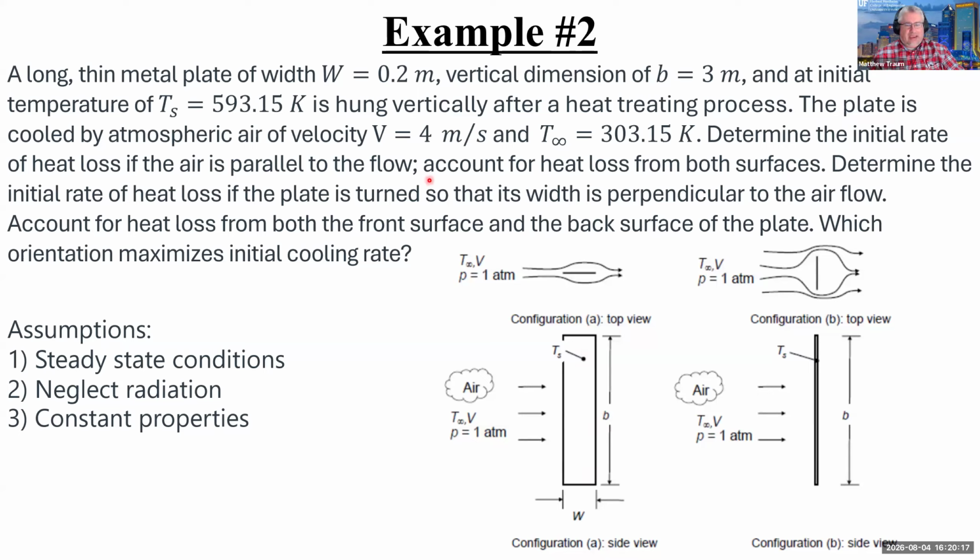Okay. Account for heat loss from both surfaces, right? So the surface that we're looking at, and then the one on the far side that's hidden from us. Determine the initial rate of heat loss if the plate is turned so that the width is perpendicular to the airflow, right? So I'm just turning the plate 90 degrees. So now this width is into the page. And so now the air is blowing not over something that's flat and thin, but something that's a little bit wide. Account for heat loss from both the front surface and the back surface of the plate. Which orientation maximizes the initial cooling rate?